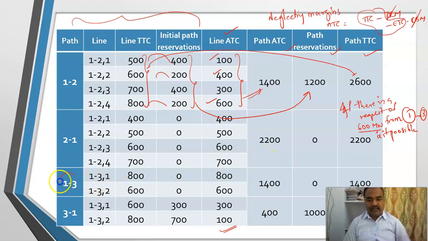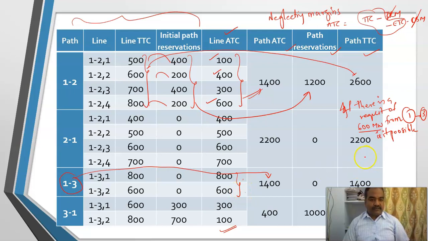Now, if you see 1 to 3, what is the path ATC? This is a path ATC, 1400 is there. So 600 megawatts is possible. And we do have two transmission lines. The choice is yes. Either you can share it equally among these two lines, or you can utilize only one line. The sharing is up to you depending upon your technical constraints.